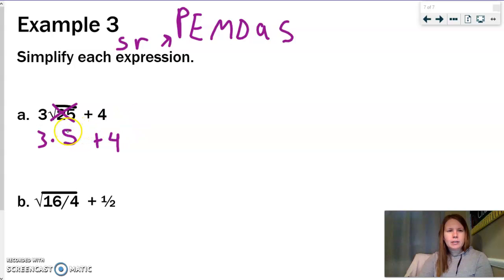Well, we don't have any exponents. We do have multiplication, so let's do that first. 3 times 5 is 15, plus 4, and that's my last operation, so I would get an answer of 19.